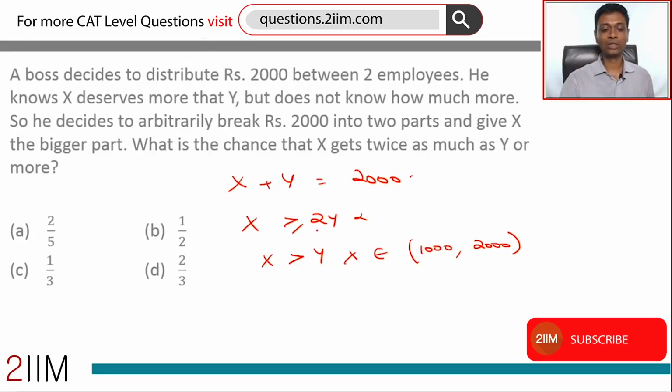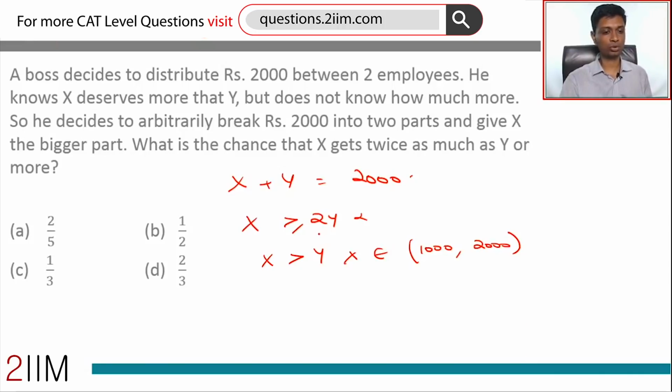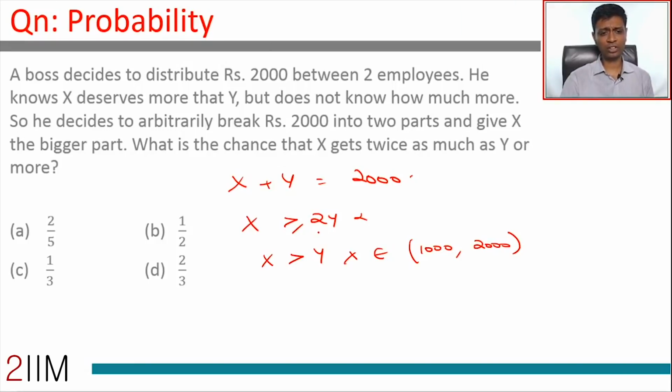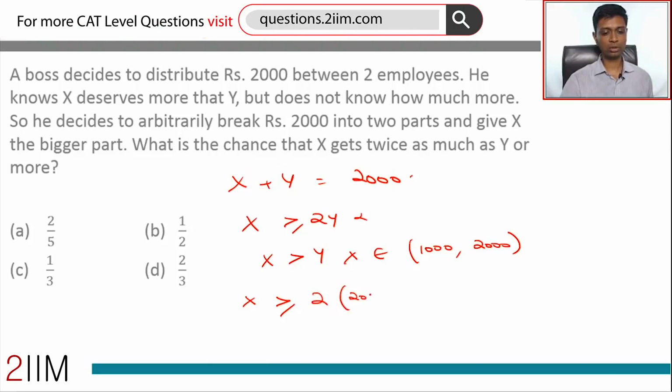Right? So if X gets more than Y, X should get more than half. So X can take all values from 1000 to 2000. That's sitting inside that condition that X gets more than Y. Now within this, we know that X should be greater than or equal to 2Y, or X should be greater than or equal to 2 times 2000 minus X. Why am I saying 2000 minus X? X plus Y is 2000, or Y is 2000 minus X.